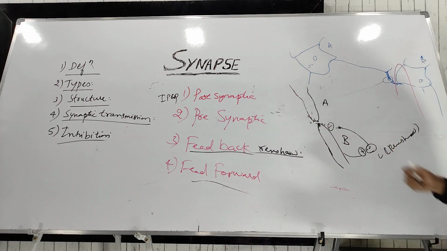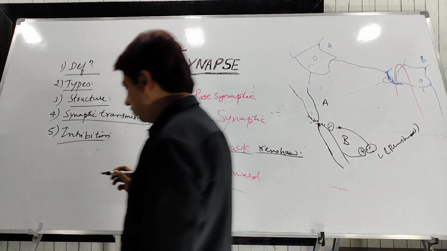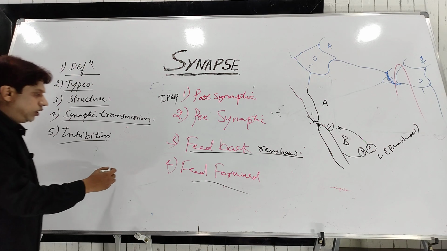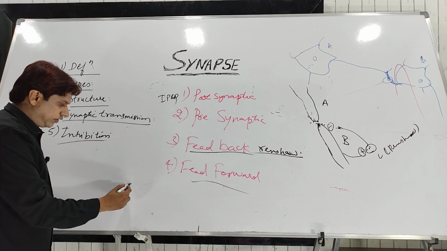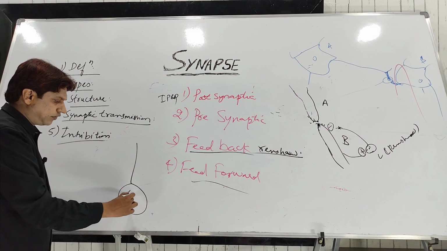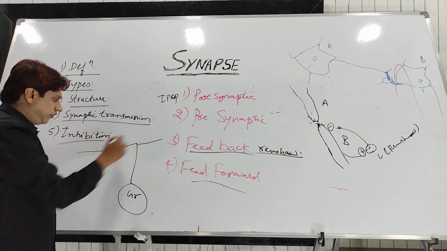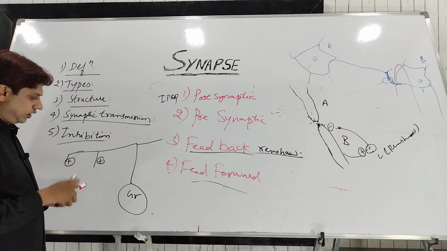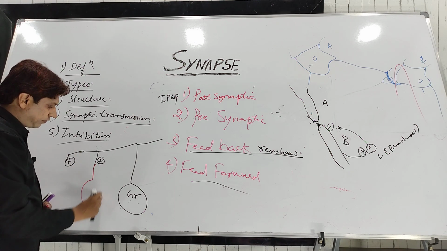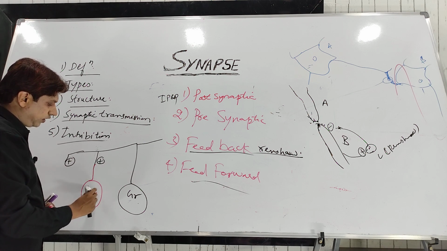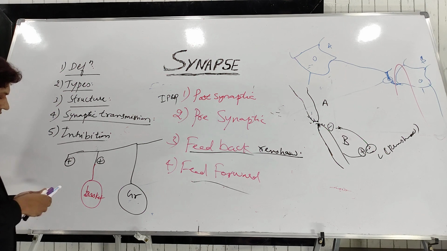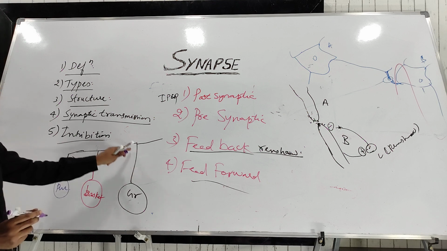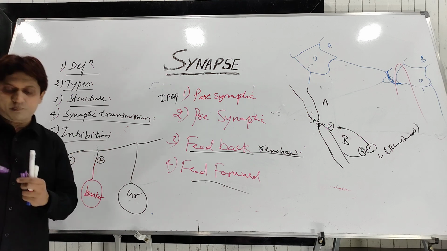Then finally feed forward inhibition, which we see in the cerebellum. We have given a good lecture about the cerebellar circuits, so go through that video, but remember, in the cerebellum there are different types of neurons. I'll tell you a few types of neurons. One is the granular cell. The granular cell will stimulate two different neurons. One is the basket cell, which is again a neuron. Another one is the Purkinje cell, again a neuron.